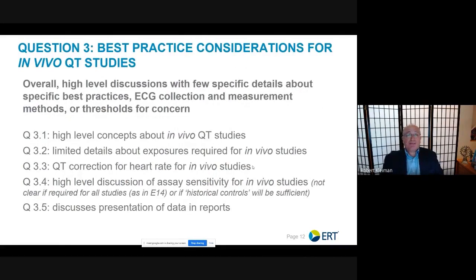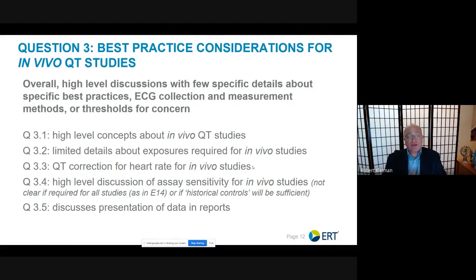Question 3 discusses best practice considerations for the in vivo QT studies. And overall, these are really high-level discussions and don't have a lot of specific details about particular best practices, no discussion of ECG collection, which leads should be used, how ECG measurements should be performed, and most of all, what is the threshold of concern? What is a negative in vivo QT study?